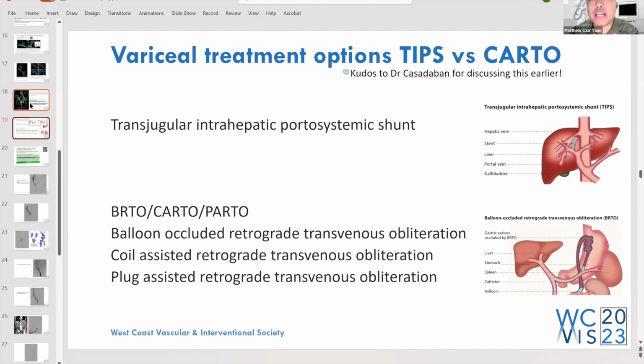Now that I see variceal hemorrhage here, we have the choices of TIPS versus CARTO. And kudos to Dr.